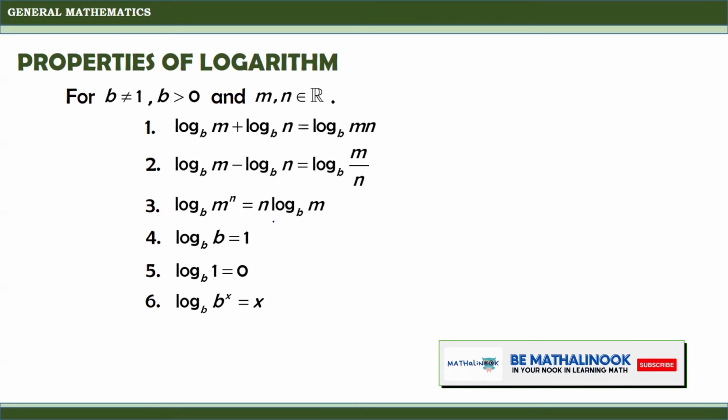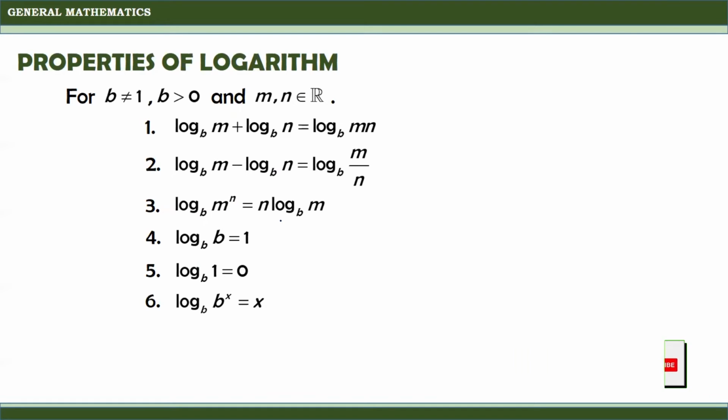For the third property, we have the logarithm of m raised to n to the base b is equal to n times the logarithm of m to the base b. For this property, it implies that if the power has an exponent, then it becomes the multiplier of the respective logarithmic expression.